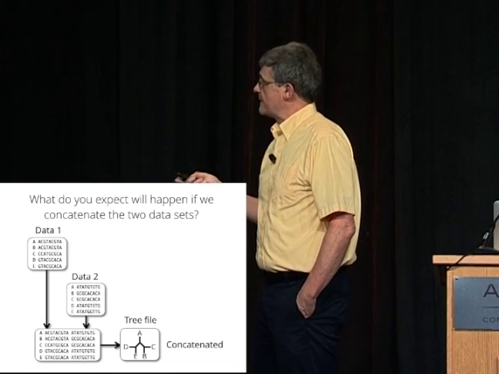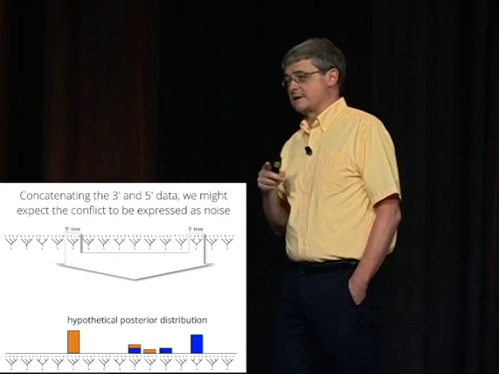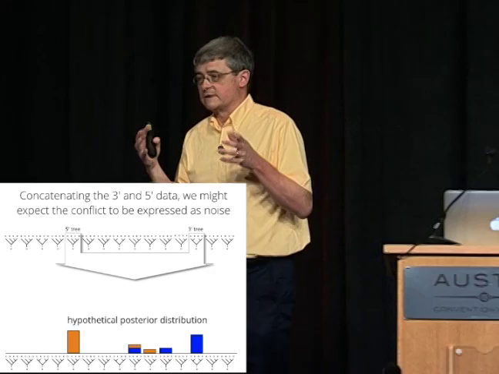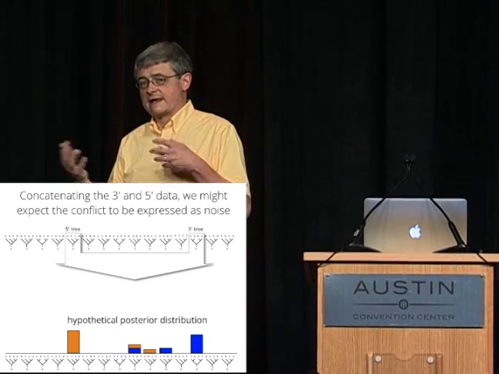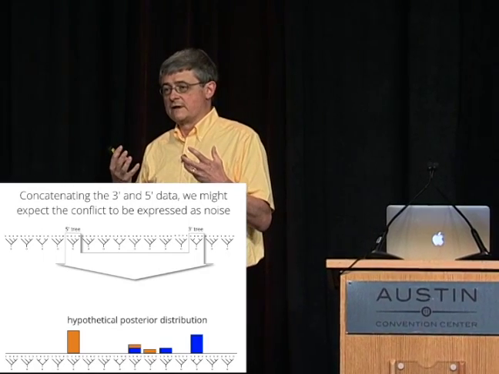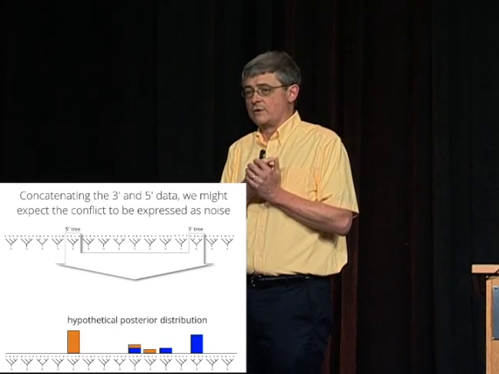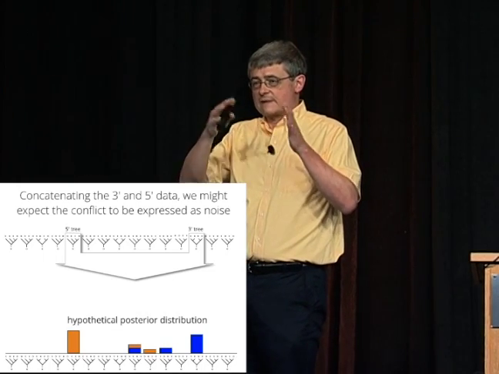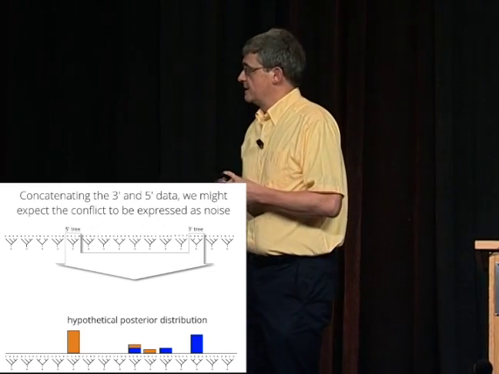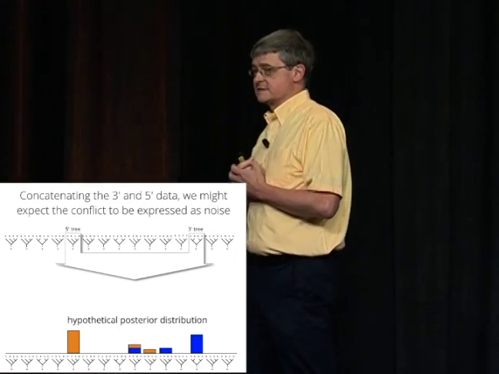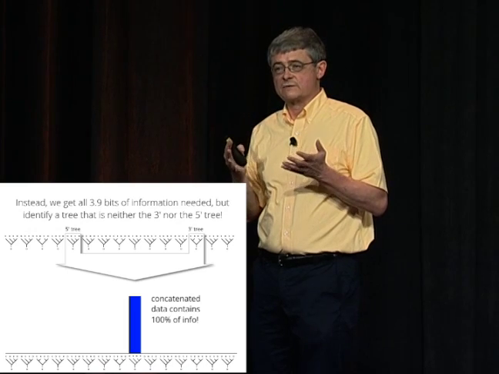So what do you expect would happen if we looked at this? I don't know what you think would happen, but what I thought would happen is that, given the conflict we know exists in these two data sets, some of the information in the second data set would cancel out the information in the first, and they would give me a posterior that had more entropy, more uncertainty, than either data set alone. So the information would be higher for individual data sets and then actually go down when you added them together. But that's not what you see. What actually happens is that when you concatenate these, you get 100% information. The posterior has 0 entropy.